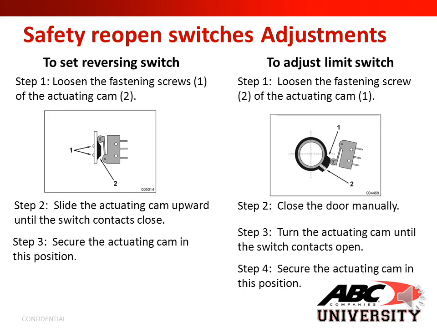To adjust your limit switch, step 1, loosen the fastening screw number 2 of the actuating cam number 1. Close the door manually. Step 3, turn the actuating cam until the switch contacts open. Secure the actuating cam in this position.